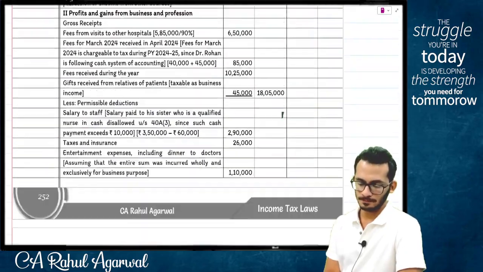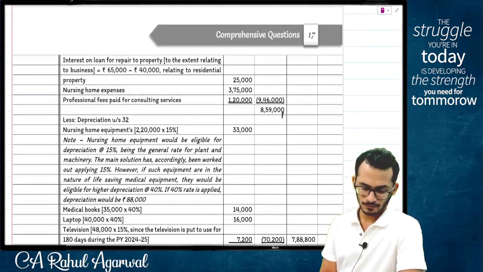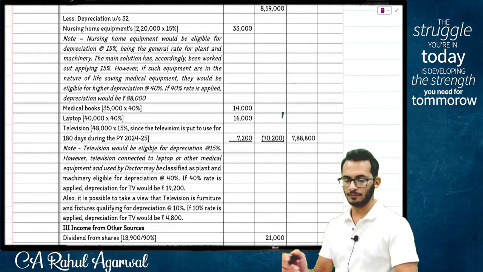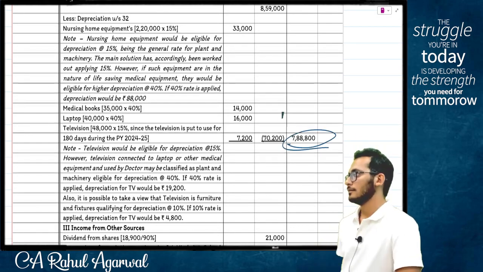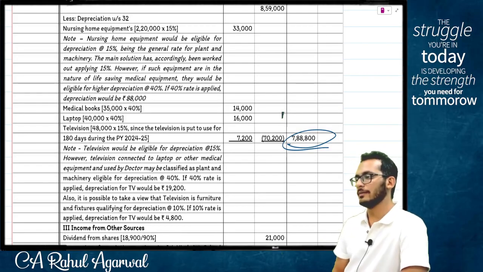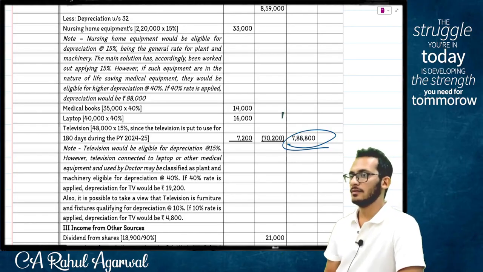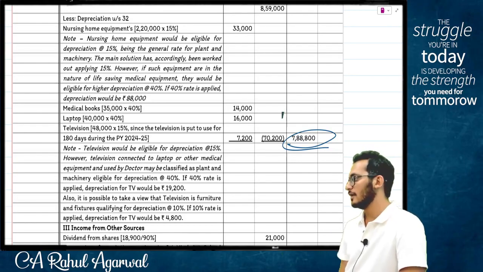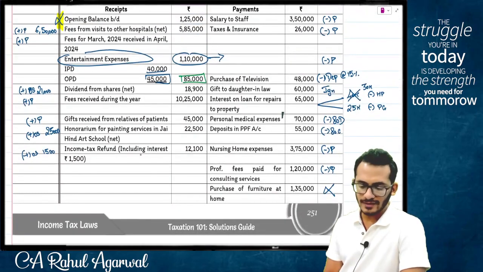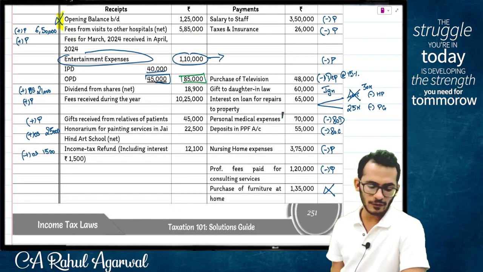7,88,800. This number goes to my last column. Next question. Let's finish question number 1 first. Done, people. This is my PGBP. Do I have any CG in this question? No. Move to IFOS.